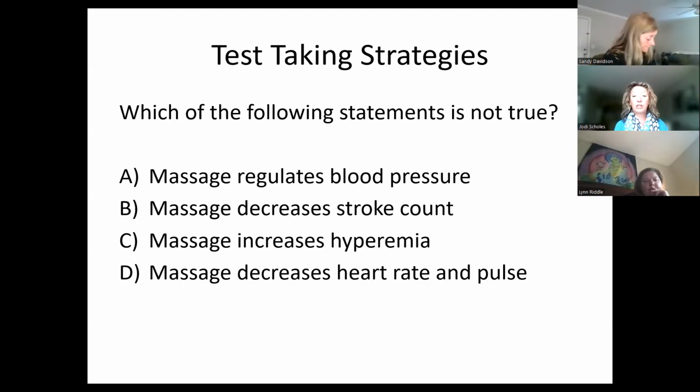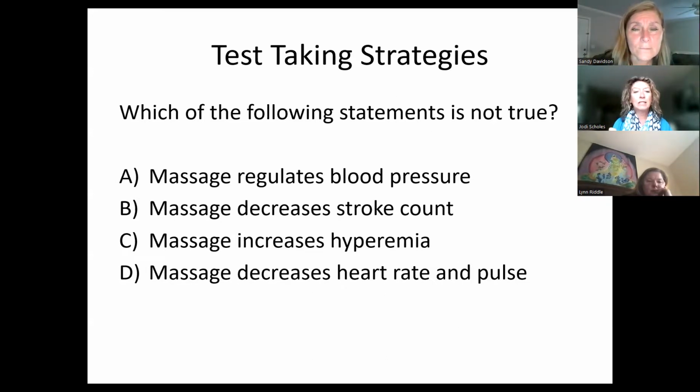Which of the following statements is not true? Massage regulates blood pressure. Massage decreases stroke count. Massage increases hyperemia. Massage decreases heart rate and pulse. So here's a funny phenomenon. Our brain doesn't recognize the word not. True fact. So we need to be super clear with our brain what we're asking.